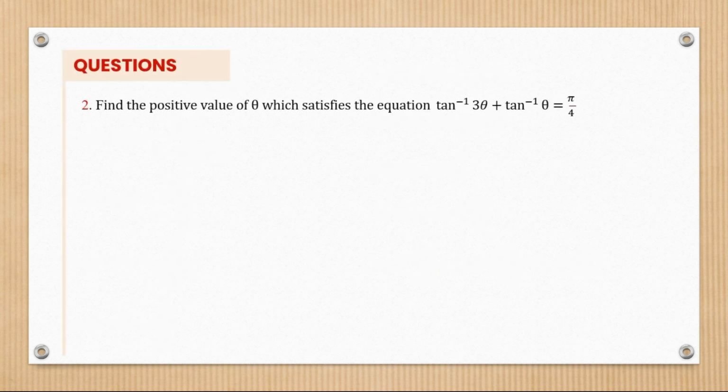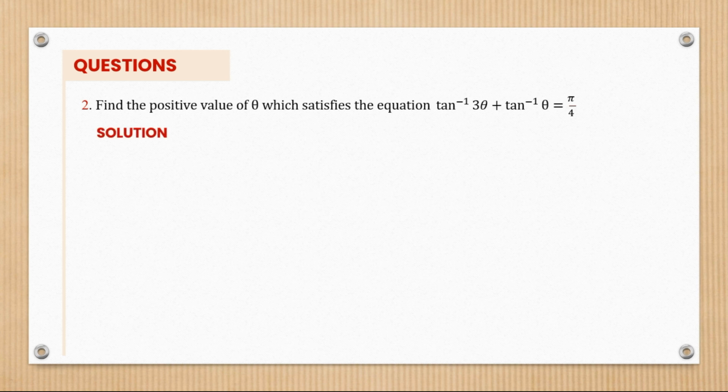Alright, so question number 2. We're being told to find the positive value of theta which satisfies the equation tan inverse of 3 theta plus tan inverse of theta is equal to pi over 4. Unlike the first example, this is not a proof question. So here basically what we just want is to find the positive value of theta.